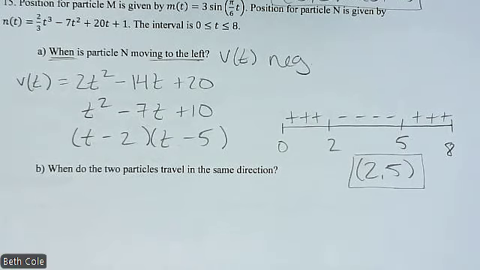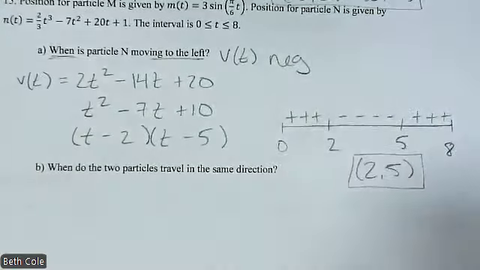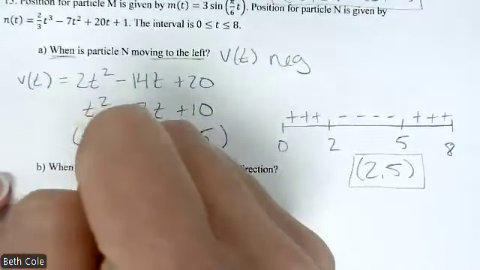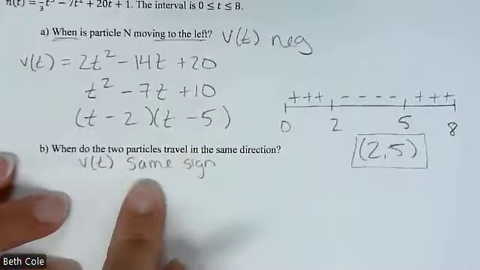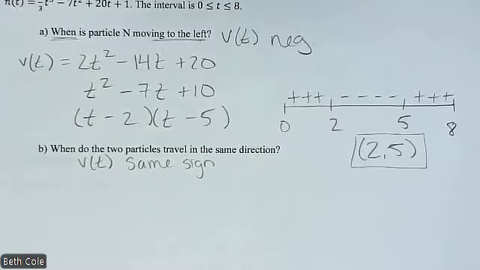Letter B, when do the two particles travel in the same direction? That would be when their velocities are what? Yeah, the same sign. And again, this isn't necessary if you don't want to write that. I just think sometimes it's helpful to write the justification almost first, so if you get partway through and forget what you're doing.